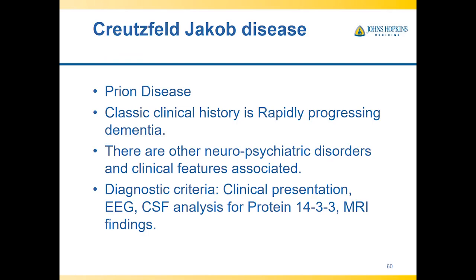The last condition that we will look at is prion disease, Creutzfeldt-Jakob disease. The classic clinical history that we are familiar with is rapidly progressing dementia. However, there are numerous other neuropsychiatric disorders and clinical features that are associated with CJD that we are not often aware of. The diagnostic criteria are based upon clinical presentation, EEG findings, CSF analysis, and MRI findings. So it's a combination of clinical and lab.